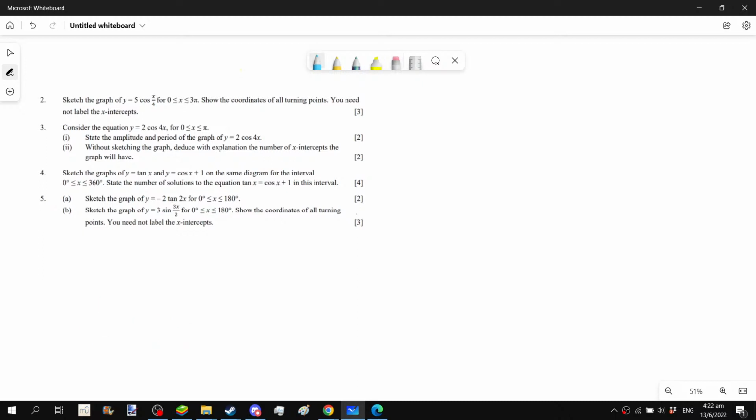So next problem, question 3 tells us y equals 2 cosine 4x. The amplitude is quite clearly going to be 2, and the period is going to be 2 pi divided by 4. In other words, pi over 2.